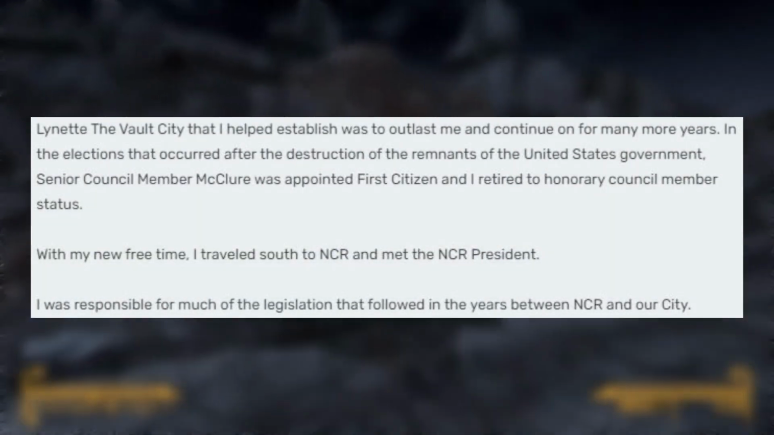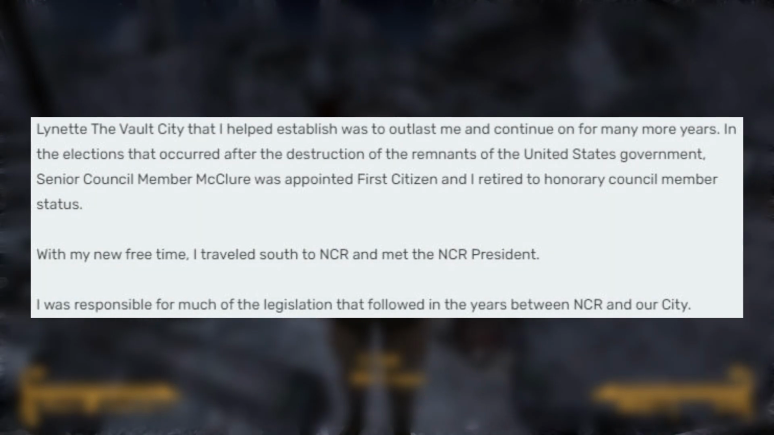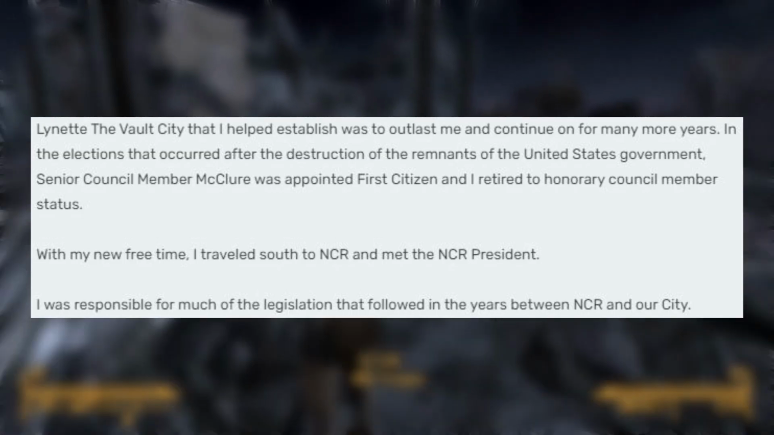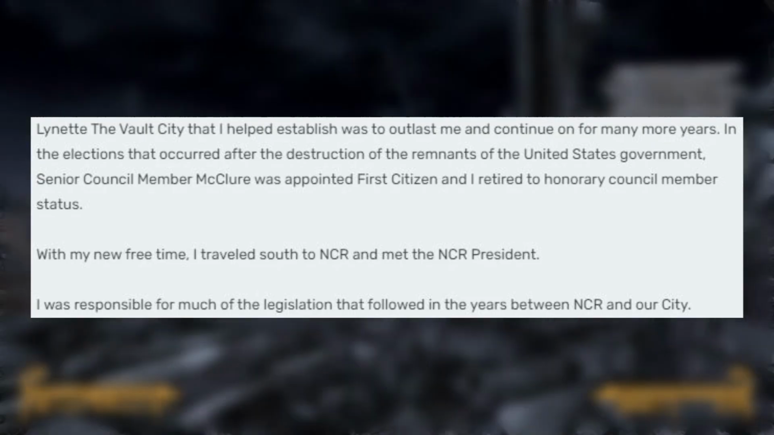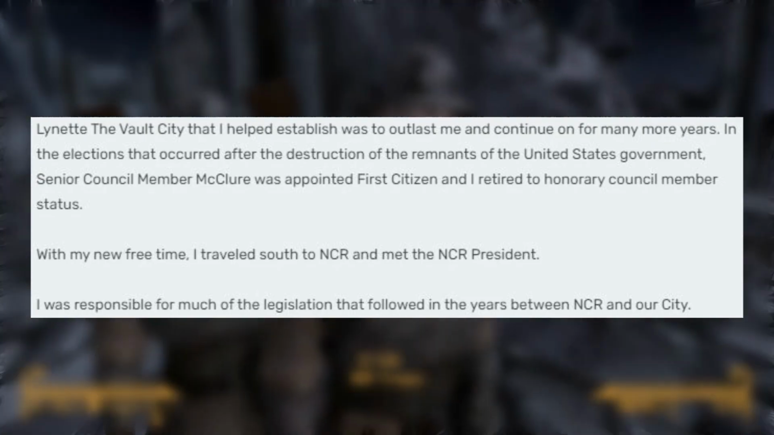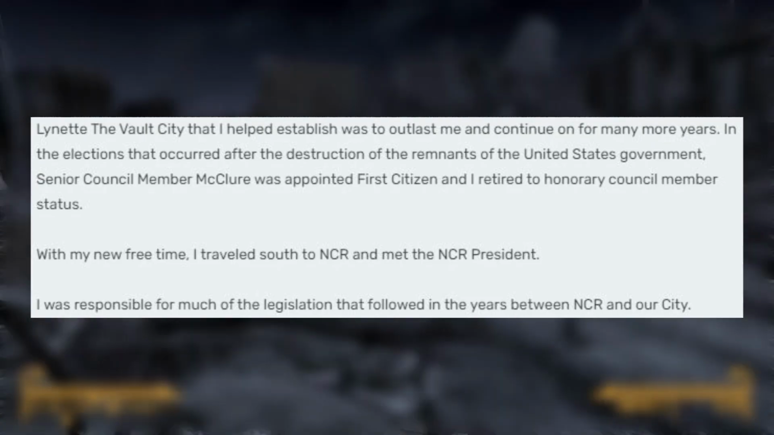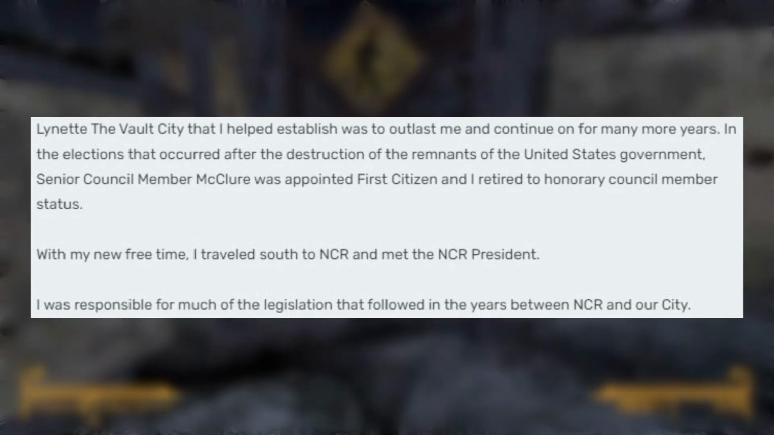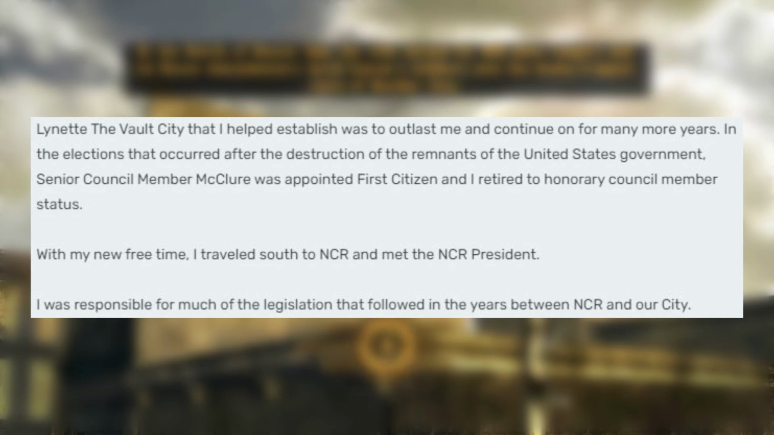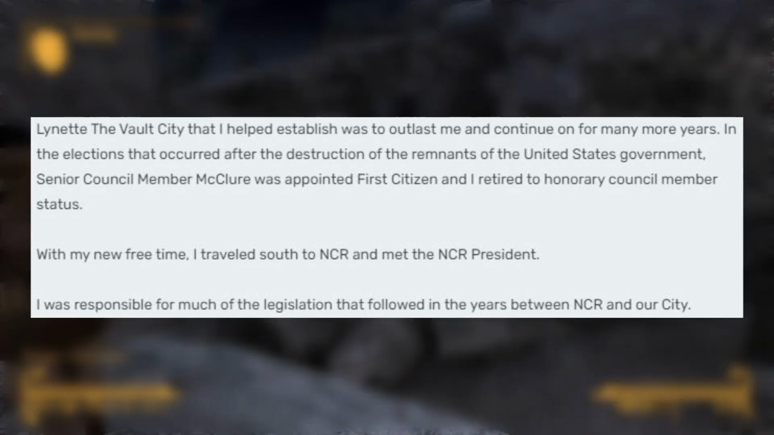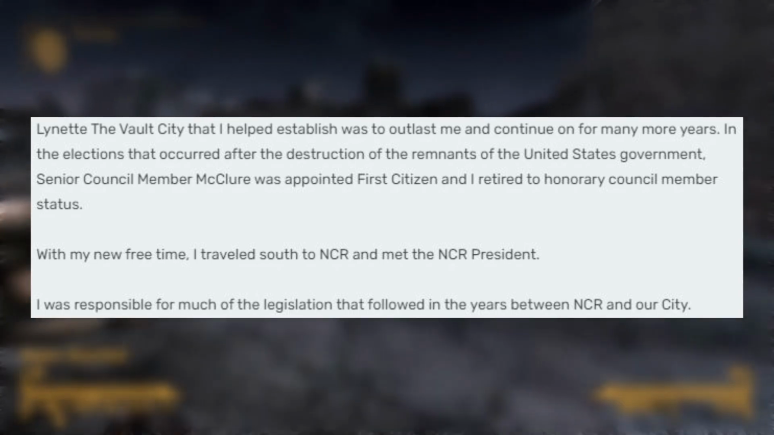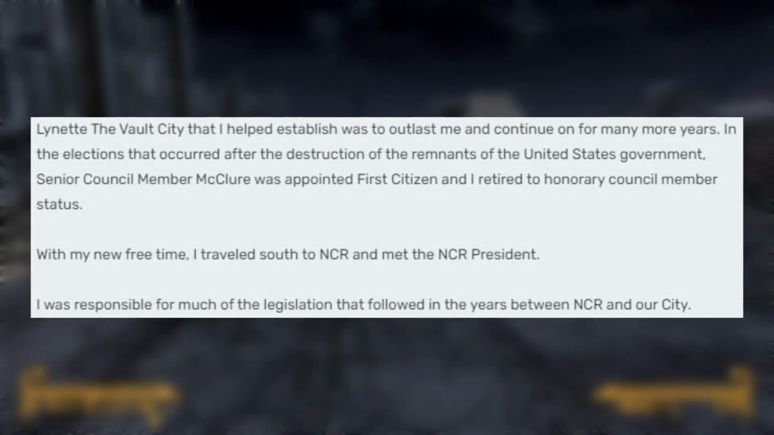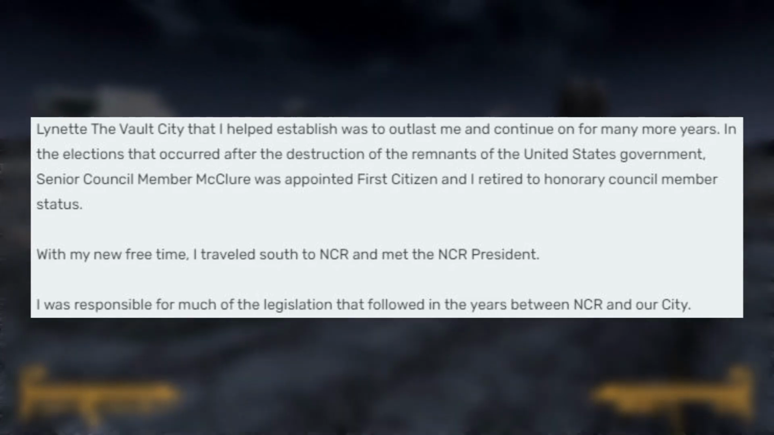The vault city that I helped establish was to outlast me and continue on for many more years. In the elections that occurred after the destruction of the remnants of the United States government, senior council member McClure was appointed first citizen, and I retired to honorary council member status. With my new free time, I traveled south to NCR and met the NCR president. I was responsible for much of the legislation that followed in the years between NCR and our city.